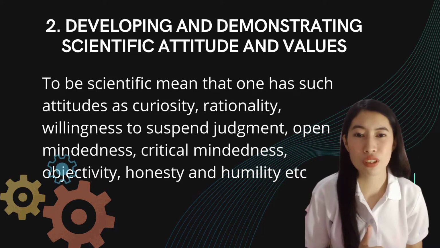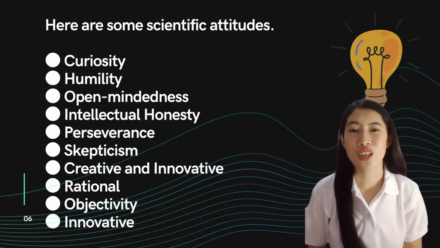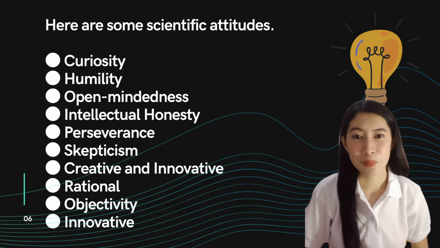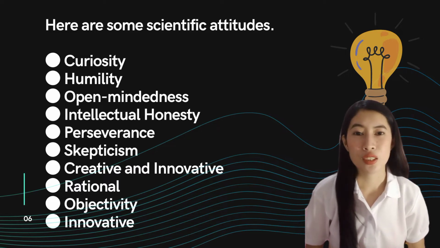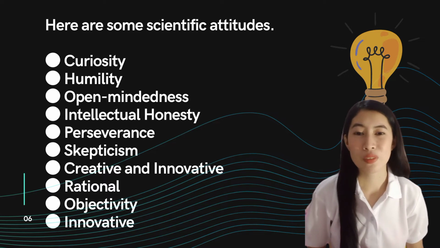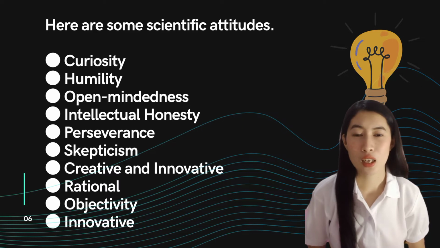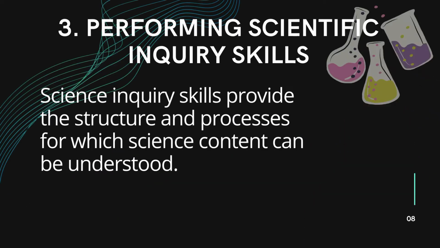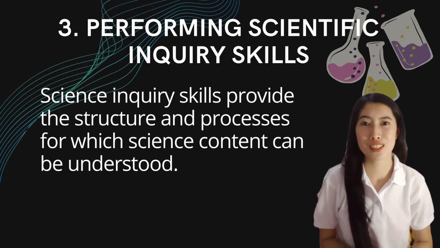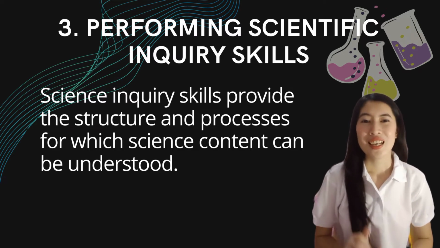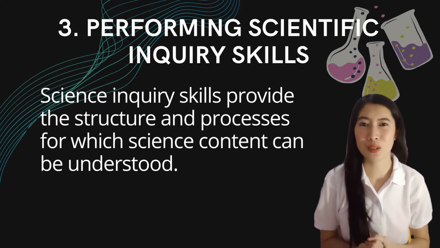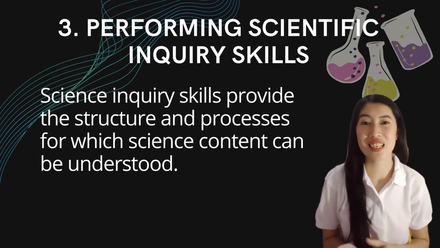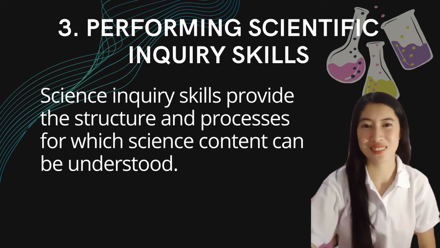Here are some scientific attitudes: curiosity, humility, open-mindedness, intellectual honesty, perseverance, skepticism, creative and innovative, rational and objectivity. The next approach is performing scientific inquiry skills. A science-oriented mind is a questioning mind. It focuses on psychomotor, because the word performing is a set of skills to be learned by the students.